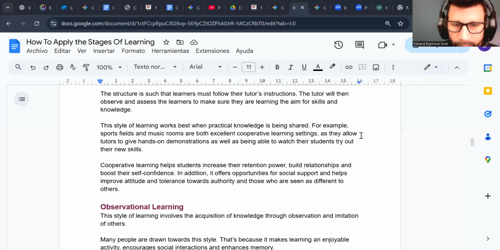Cooperative learning helps students increase their retention power, builds relationships, and boosts their self-confidence. In addition, it offers opportunities for social support and helps improve attitude and tolerance towards authority and those who are seen as different to others.